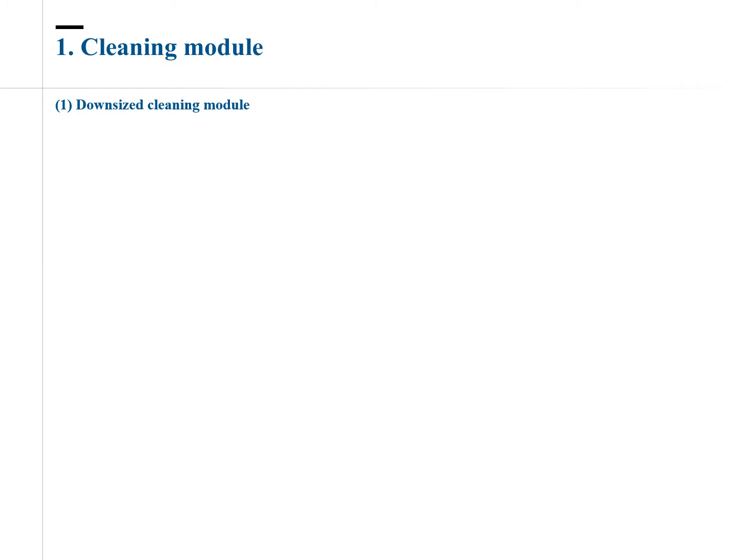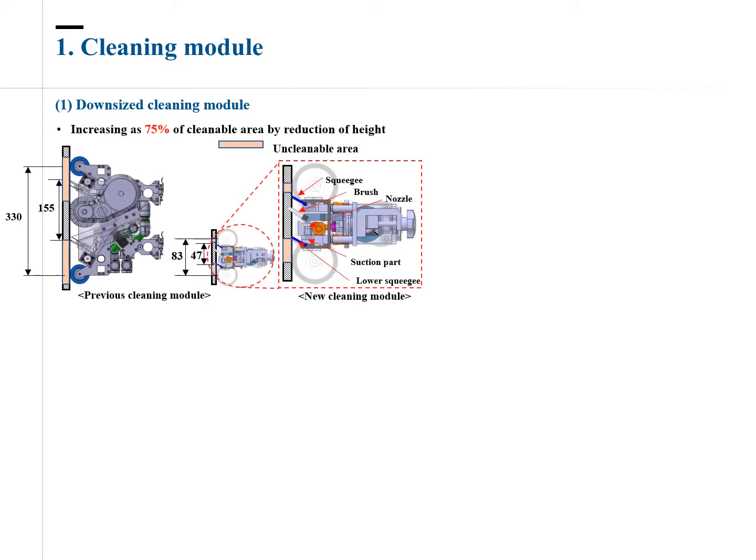This section is about the cleaning module. As you can see in the figures, the cleaning module consists of squeegees, nozzles, brush, and suction parts. Squeegees wipe contaminated water. Nozzles spray cleaning solution. Brush sweeps decontamination, and suction parts suck in contaminations. By reducing the height from 330 millimeters to 83 millimeters, the cleanable area increases by 75%.